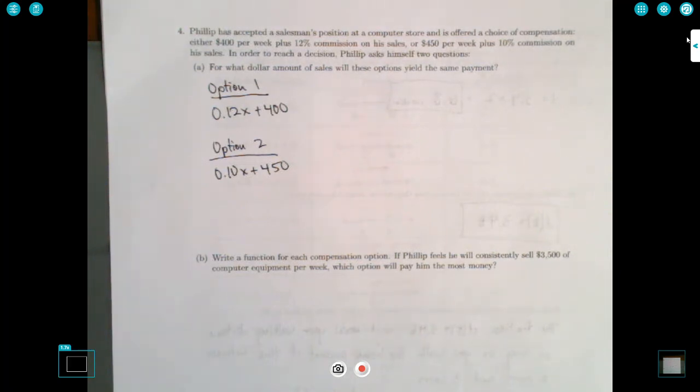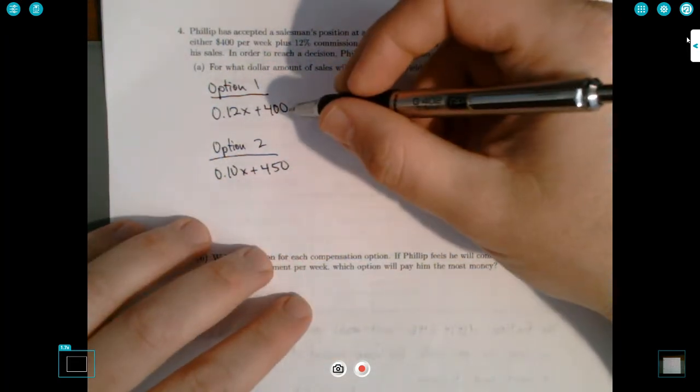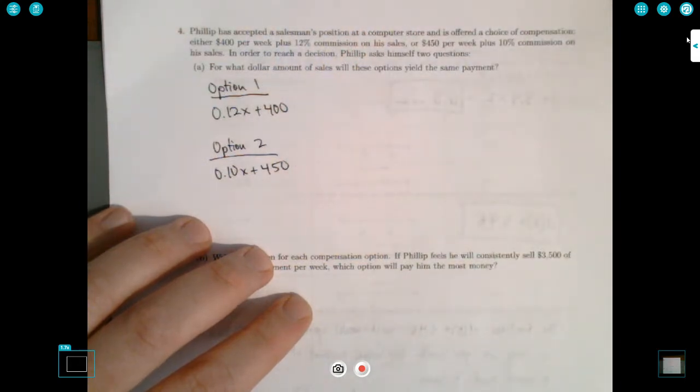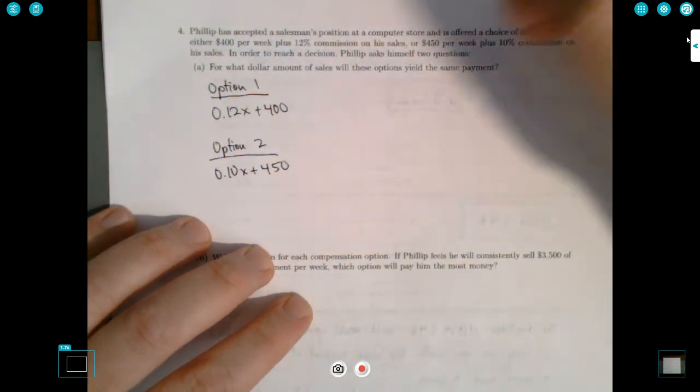Okay. Now what we're being asked is, when will these things be the same? When will this equal that? So for what dollar amount X will these two things be the same? So let's see if we can figure that out. In order to do that, we're just going to set these two expressions equal to each other, and we're going to solve for X.